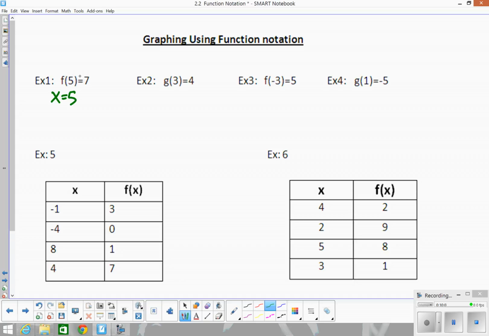And my y is what this whole side is equal to. So that's 7. If I want you to write an ordered pair, all I'm going to do is write x comma y, which is 5 comma 7. Really, simply all I'm going to do is drop that in my first coordinate, drop that in my second coordinate, call it a day. In this case my function is g, so g of 3 equals 4. The ordered pair I would plot on the coordinate plane would be 3 comma 4. These aren't going to be money problems, but I want you to go ahead and try those.